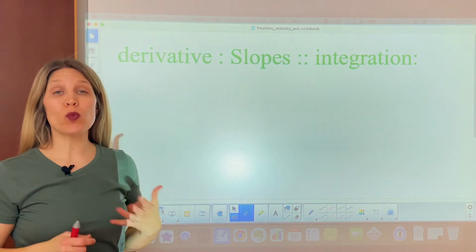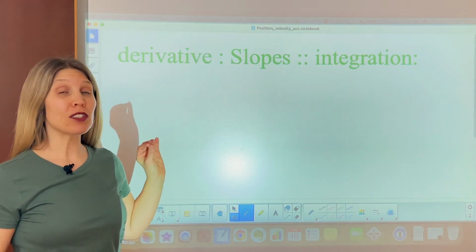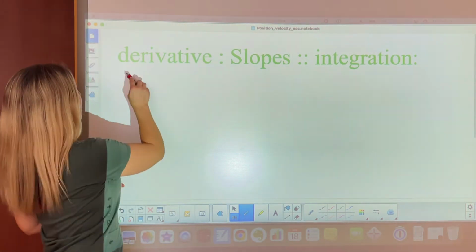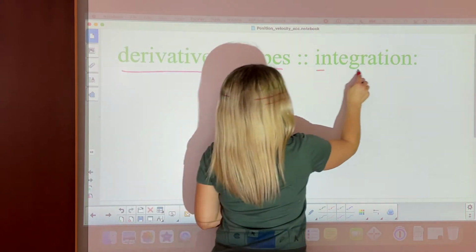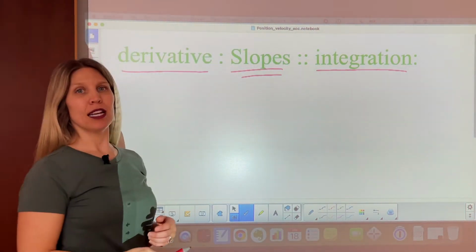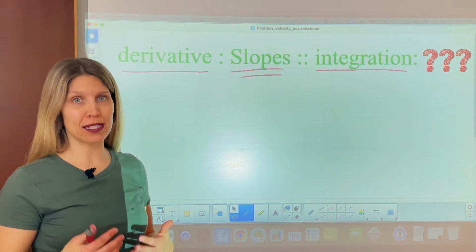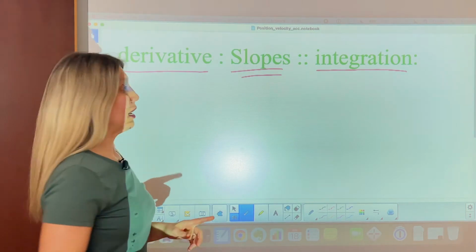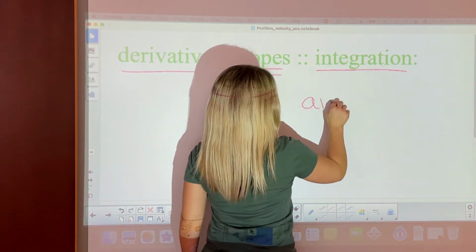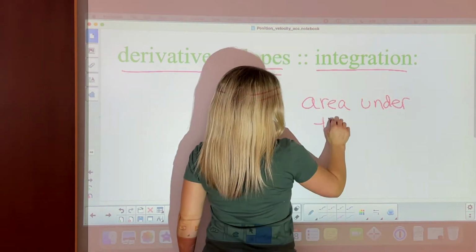For the next one, we're going to do a picture of a graph, but I want you to get something. This is a word problem. So, derivative is to slopes as integration is to what? You have to go back. Do you remember what is integration? And if you don't remember, check out one of my other videos. But integration is area under the curve.